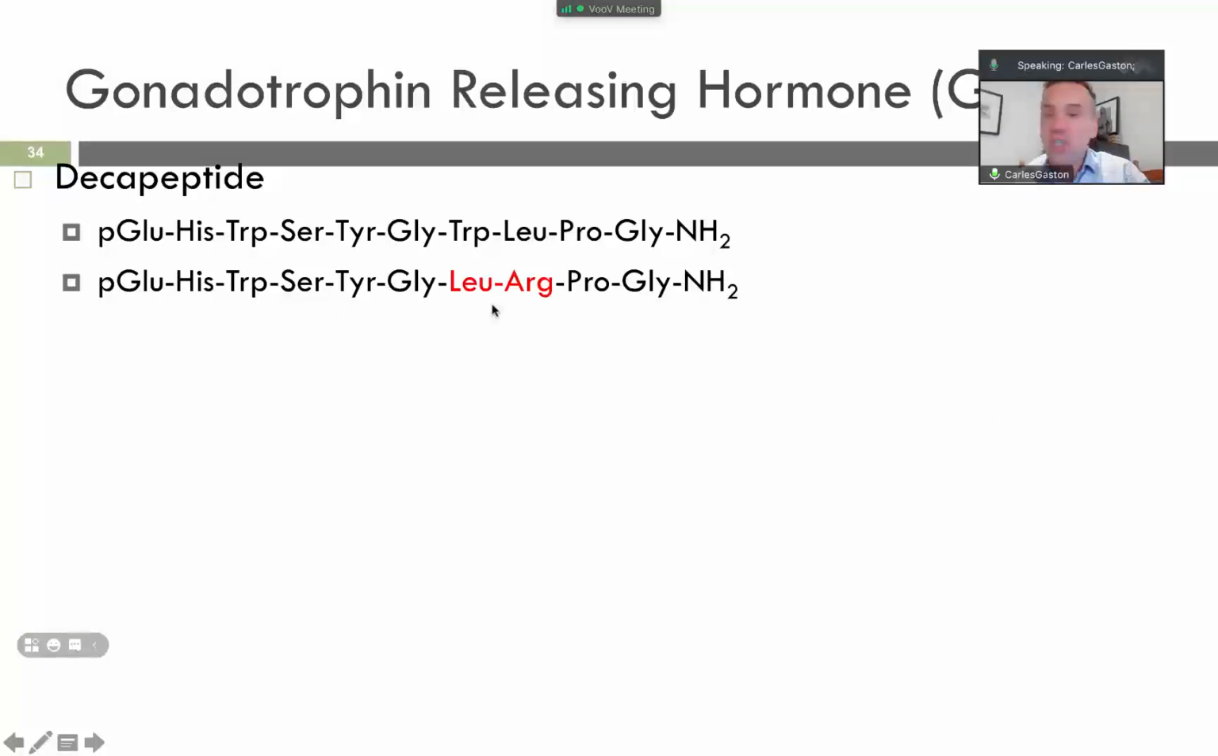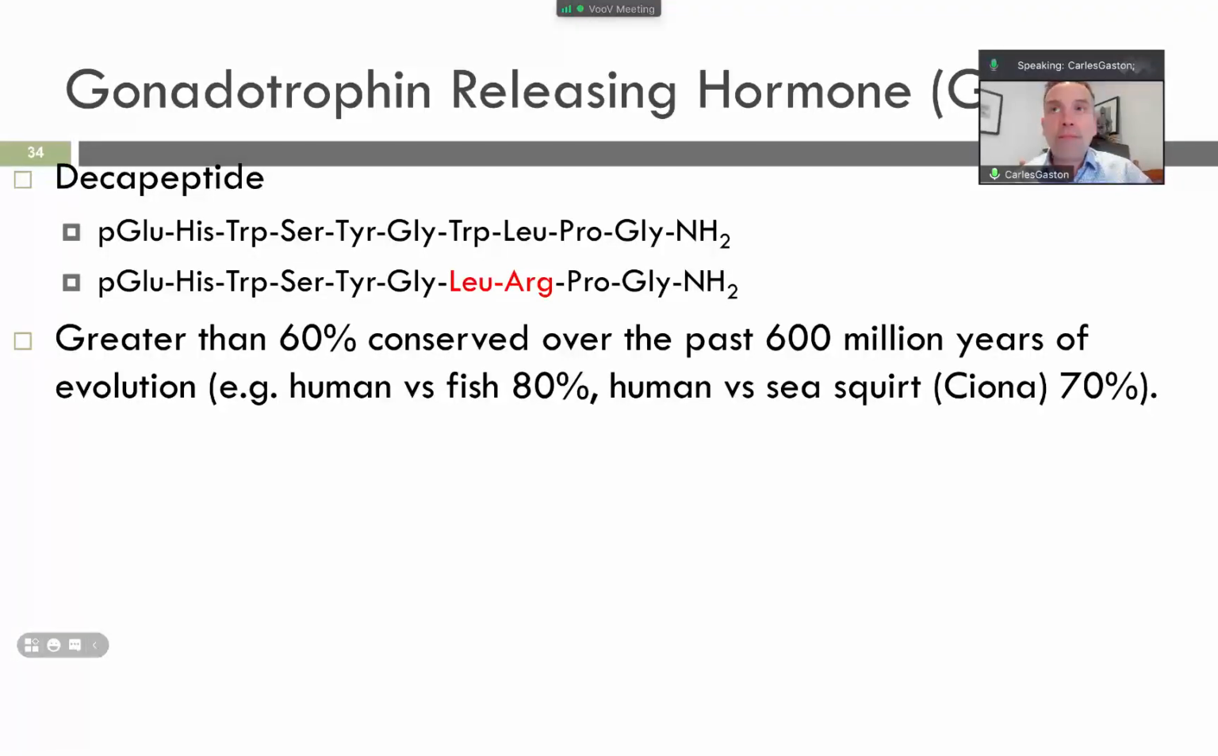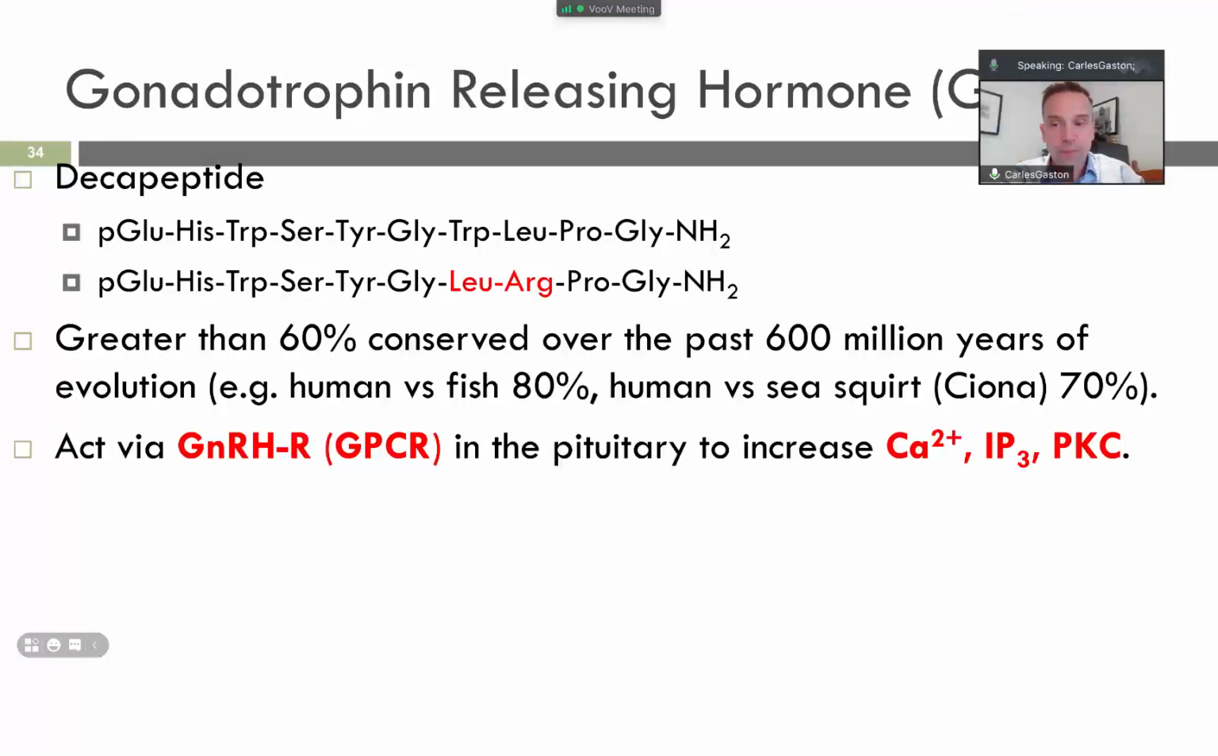We can see the structure here. You don't need to know this. What is important to know is that this molecule is highly conserved across species, with 60% conserved over the past 600 million years of evolution, and is very similar between human and fish, and also sea squirt and others. So it's highly conserved. It's a hormone that has been preserved through evolution.